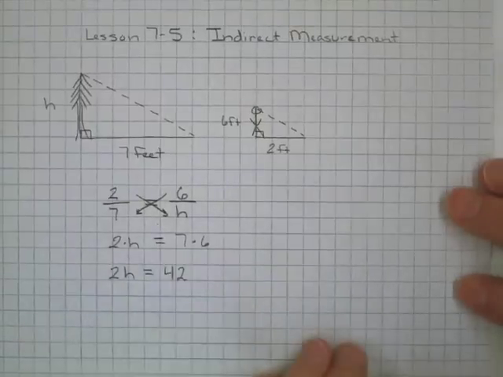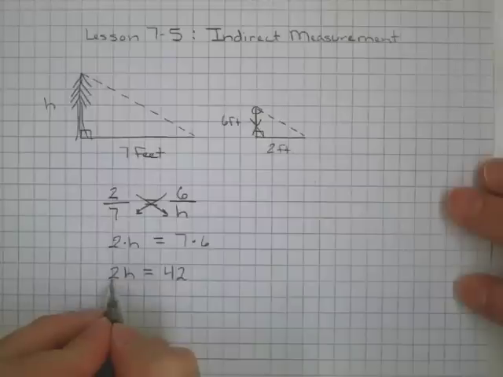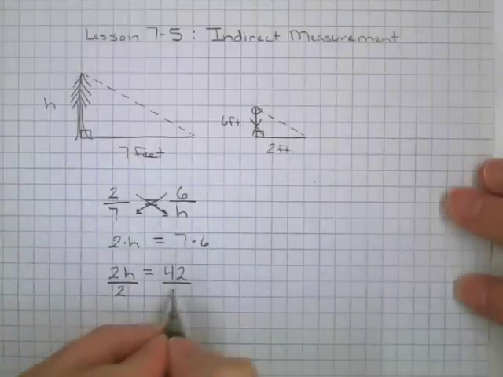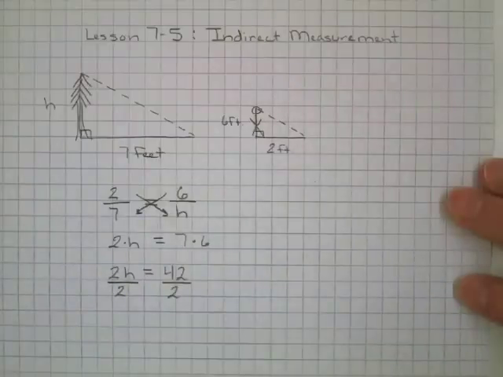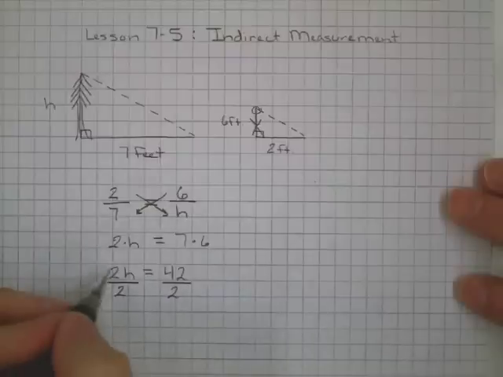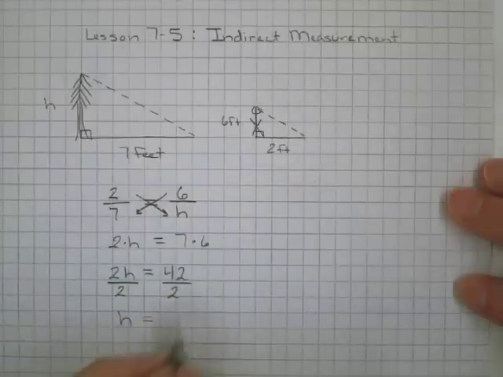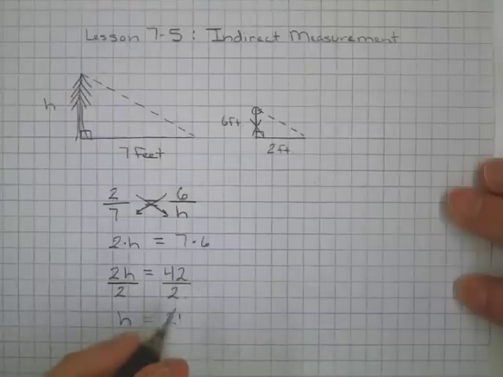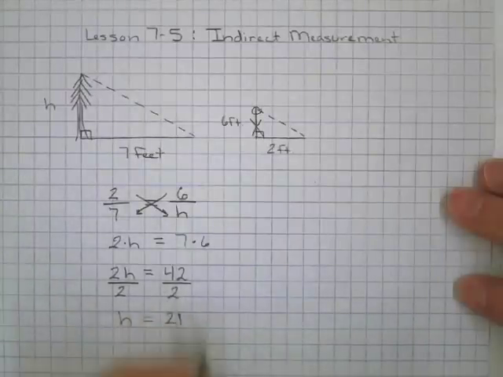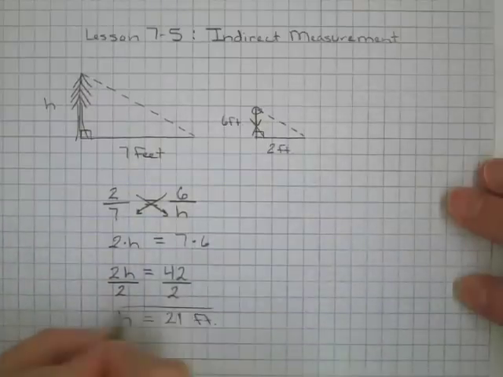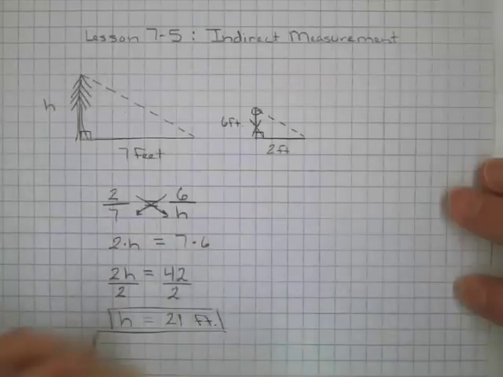I want to get h by itself, so I'm going to divide. It's 2 multiplied by h. I want to undo our multiplication, so I'm going to divide by 2, and I want to make sure that I'm keeping things in balance, so I'm going to divide 2 on the other side. 2 divided by 2 is 1, and we end up with just h by itself. And 42 divided by 2 is 21. We're measuring in feet, so h, the height of the tree, is 21 feet.